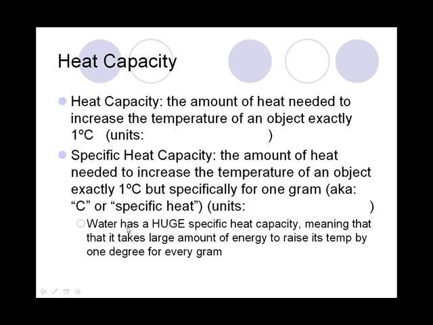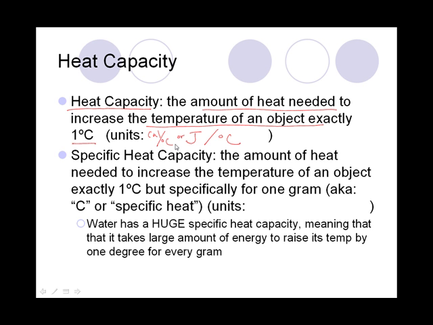We talked about this also in class: heat capacity we're going to define as the amount of heat needed to raise the temperature of an object by exactly 1 degree Celsius. So it is the amount of energy per every degree Celsius, and the unit is going to be joules per degree Celsius, or I will also take calories per degree Celsius.